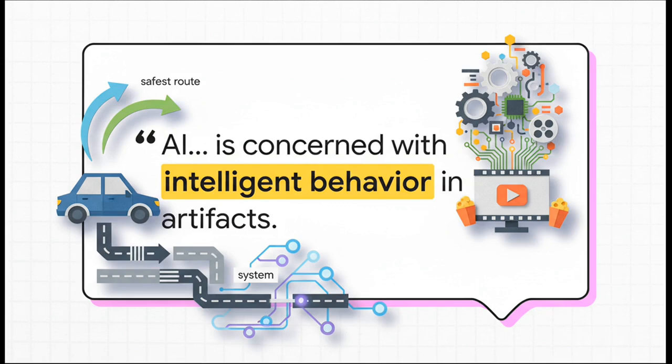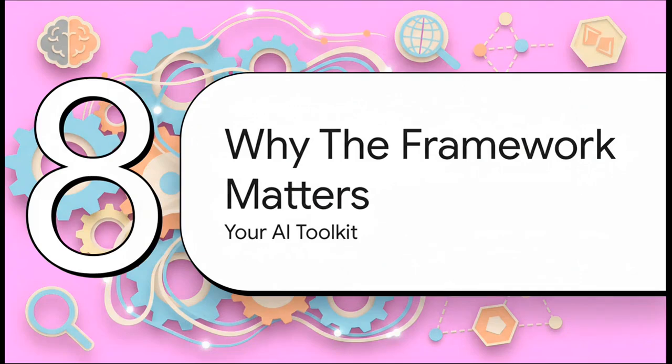Think about a self-driving car picking the safest path, or Netflix recommending the exact movie you'll love. That's a rational agent. It doesn't have to think like you, it just has to act in a way that achieves its goal perfectly. Okay, so we've been on a tour of these 4 quadrants: thinking humanly, acting humanly, thinking rationally, and acting rationally. But why should you care?